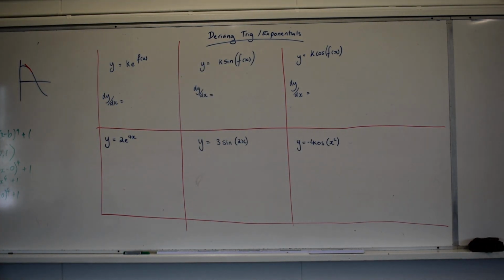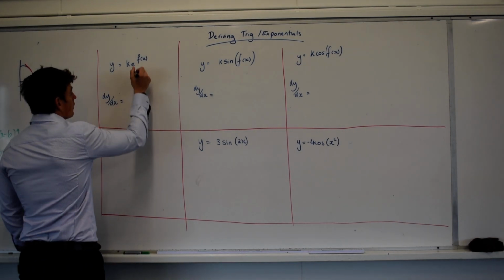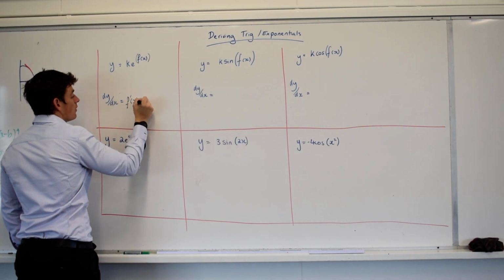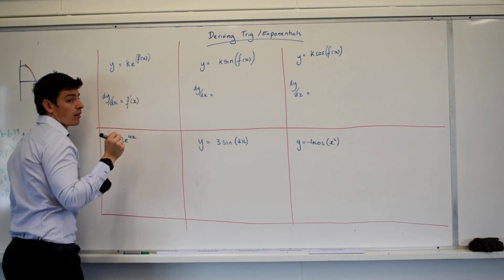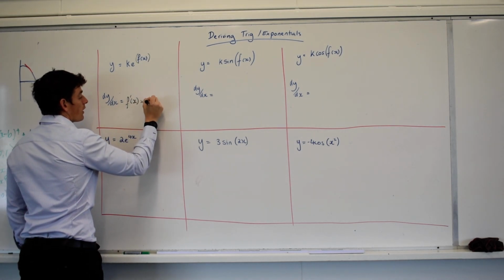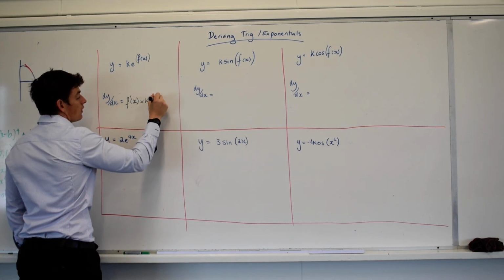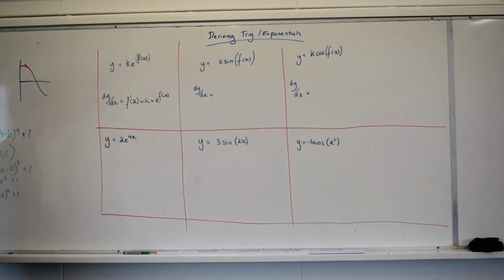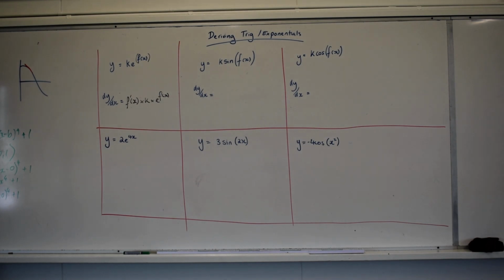So Max, what do you reckon the rule for the exponential is? Derivative of the brackets to the power of... Yep, so f dash x, the derivative of the power, times by k, and then e to the f of x. Who agrees with Max? I do, very good.